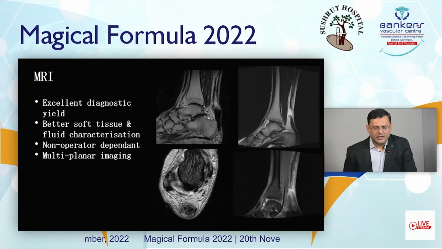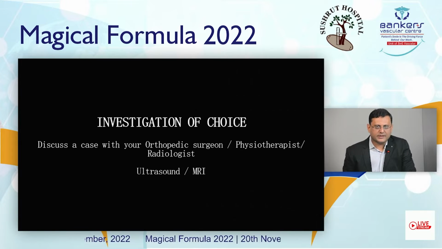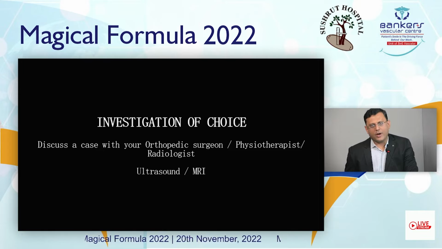MRI is an excellent diagnostic tool, just like for any other joint or musculoskeletal part. It has better soft tissue characterization, and it can give us details of the osseous abnormalities also. It is not operator dependent, and of course we can get multiplanar imaging, though at some added cost compared to ultrasound. So which is the investigation of choice? Should we do an ultrasound or an MR?